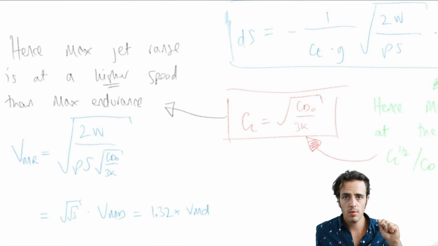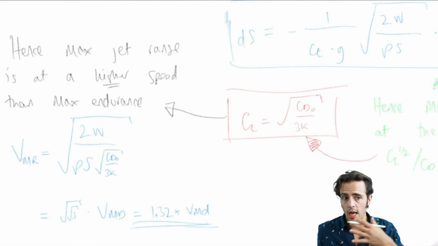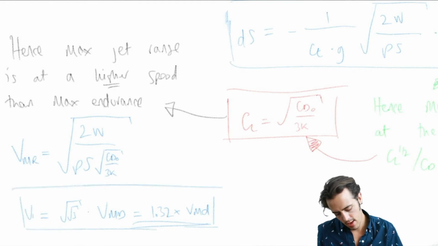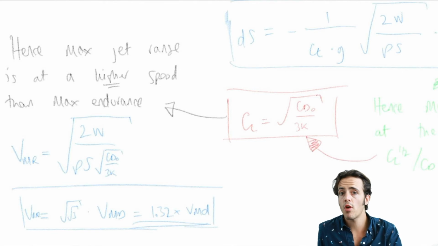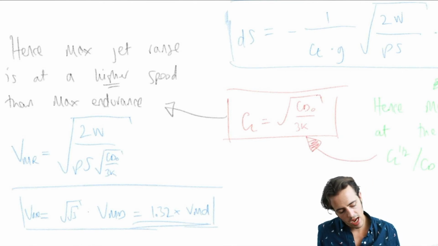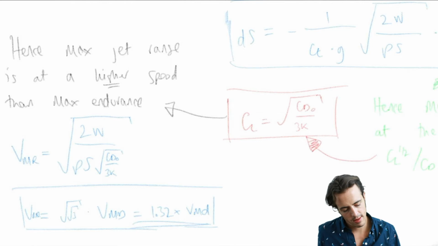So our maximum jet range is at this speed that's always faster than our minimum drag speed, and it's always going to be increased by this ratio here. So I want you guys to be comfortable with this, and I'd like you to be able to derive that velocity for yourself. Just make sure you can go through here. If you're not happy showing that this is equal to that, just multiply this out, okay? And you should be able to see that fairly easily.